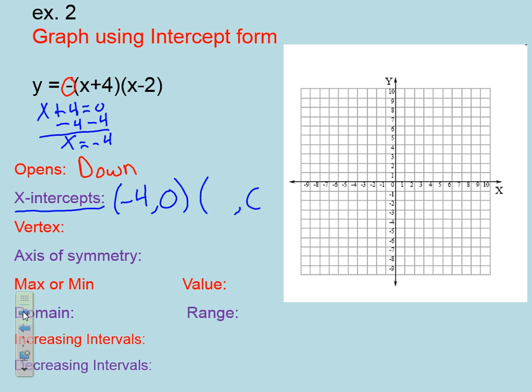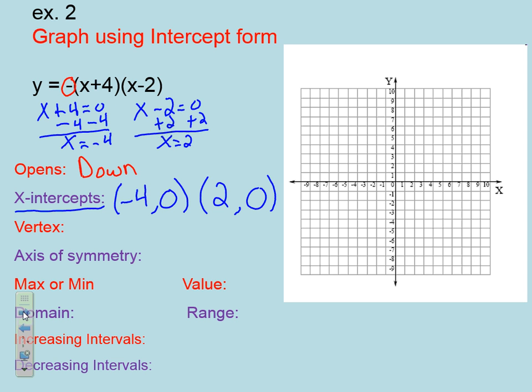And our other one, our y value is also going to be 0. So we're going to have x minus 2 equals 0, plus 2 to both sides. x equals 2. So here are my two x-intercepts.